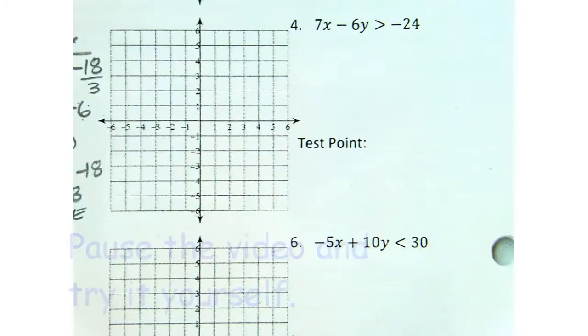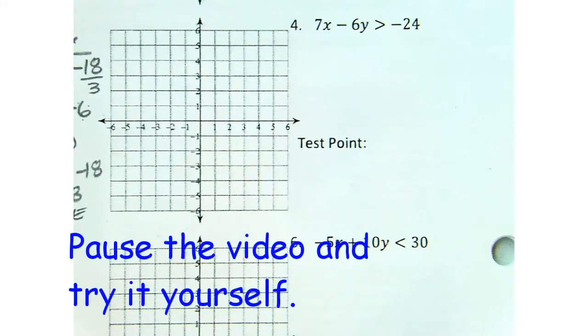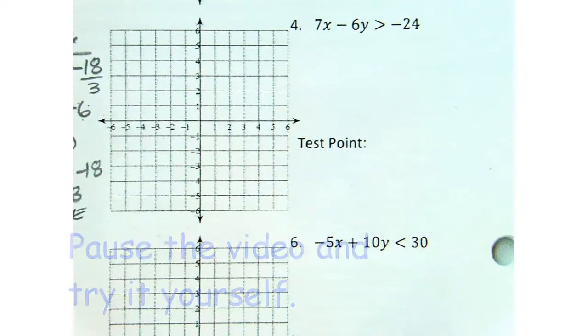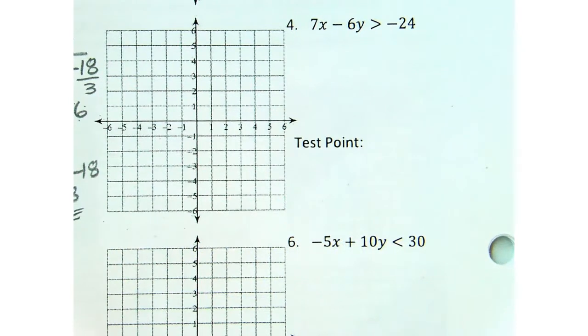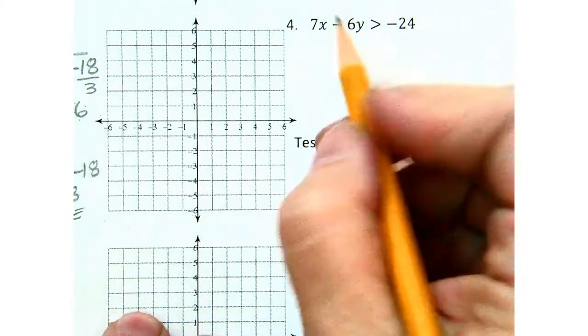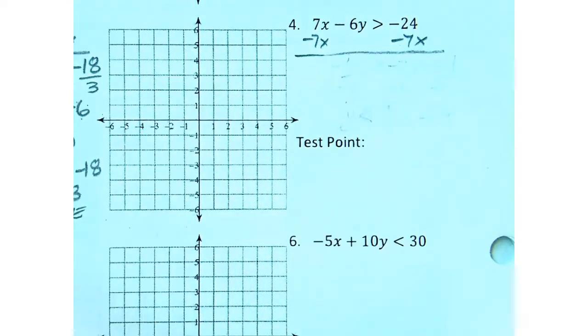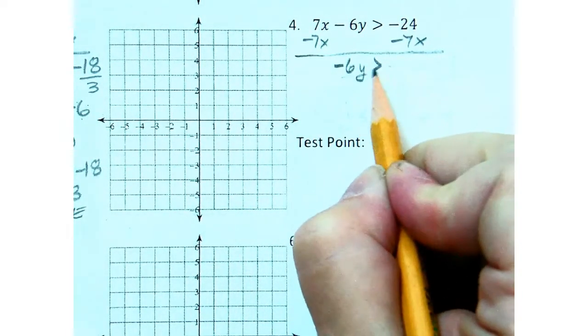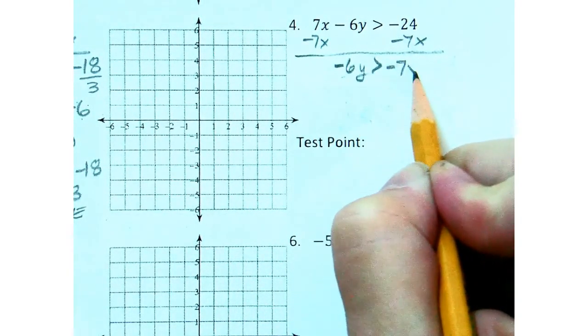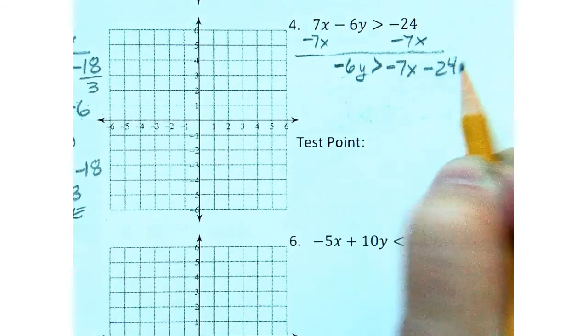Now pause the video and try the next example yourself. Now that you have tried it, check your work. Begin by converting this equation into slope-intercept form. Subtract 7x from both sides of the inequality. This gives us negative 6y is greater than negative 7x minus 24.